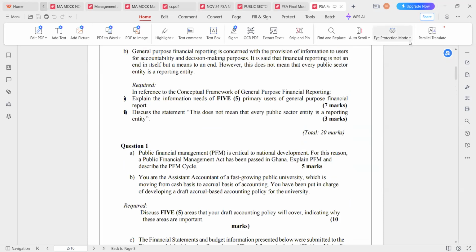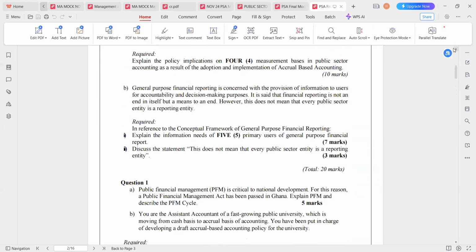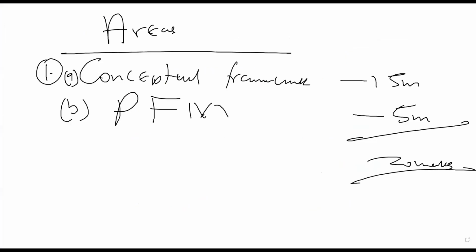And then there was some practical measurement basis. A day before, people will come and do it. There are some questions if you revise them a day before the paper. So I'm done with your first question, 20 marks. You pick the material, you go through. Second question.